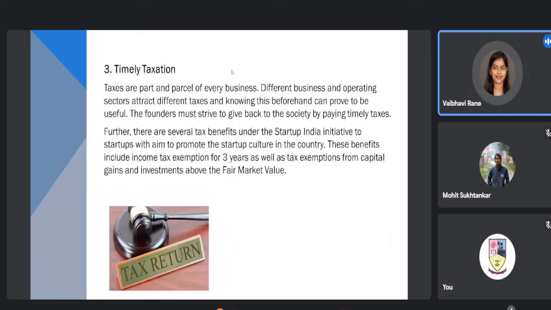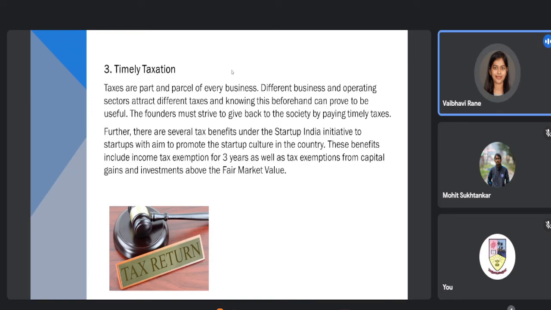The next step is timely taxation. Pay your taxes on time. This is true not just in the case of an individual, you as a part of the society, but you as a part and parcel of the economic setup of the society, that is, you having a startup. Taxes are part and parcel of every business.